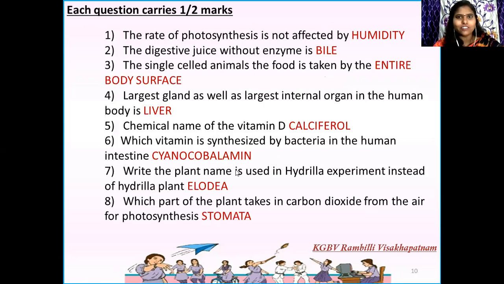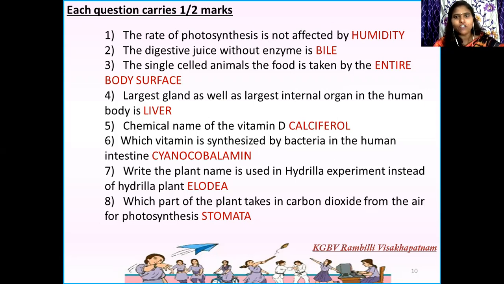Here, half mark questions are there, dears. The rate of photosynthesis is not affected by humidity. The digestive juice without enzyme is bile. Next, the single-celled animals take food, you know very well, through their body surface. Next, largest gland as well as largest internal organ in the human body. What is it? Yes, you are right, liver.